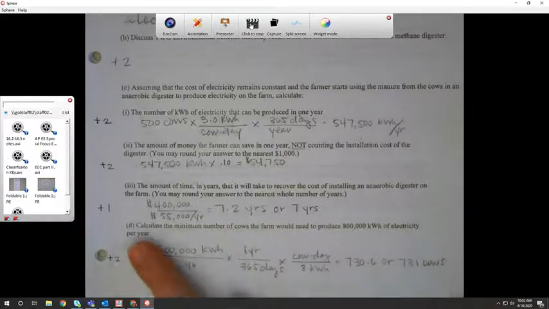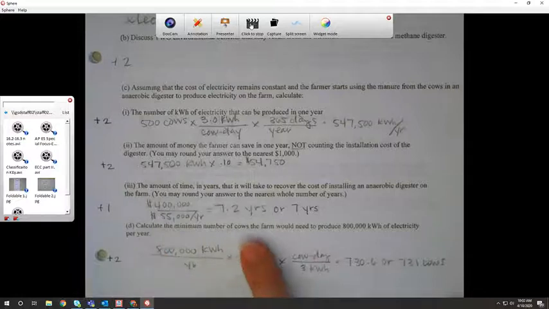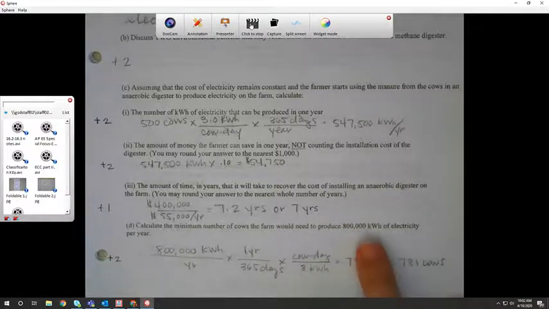Okay, the last one here, calculate the minimum number of cows the farm would need to produce 800,000 kilowatt hours of electricity per year. So we're going to start with that, 800,000 kilowatt hours per year, and then 1 year, because we want to get days for our cows. So 1 year is 365 days, and then this one is a little bit hard to come up with. They did cows per day over 3 kilowatt hours. So you guys probably wouldn't do a straight line conversion with this. I wouldn't have if I hadn't seen the answer before. So it'll be about 731 cows, because you can't have 0.6 of a cow. So round that up. So anyway, that's how you do those.